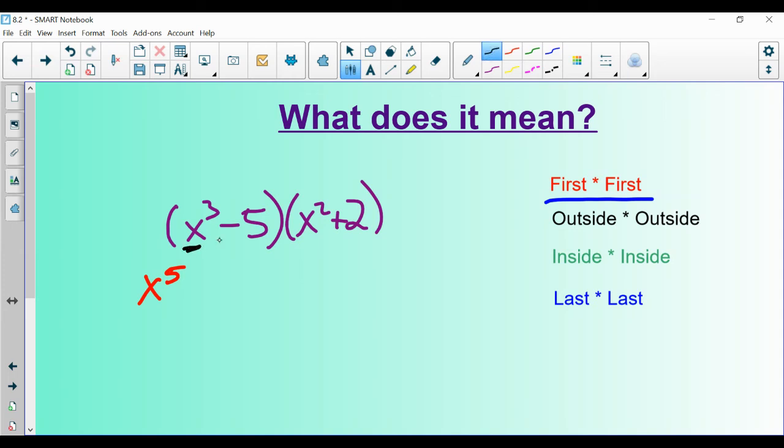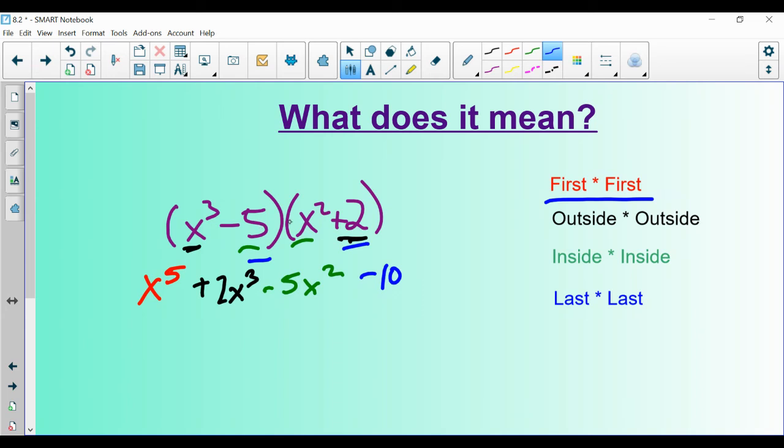Then you would do the outside one times the other outside one, and that would be 2x to the third, because 2 times x to the third is 2x to the third. Inside times inside, that would be negative 5 times x squared, making negative 5x squared. And then the last one times the other last one is negative 10. So that is the FOIL process.